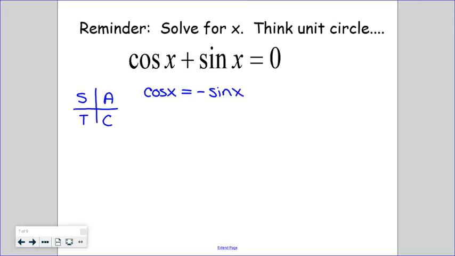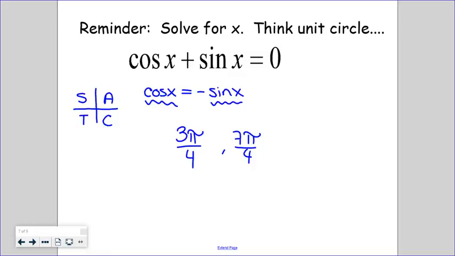Now, what type of an angle then gives me the same answer for cosine as it does for sine? Pi over 4. If I do sine of pi over 4 and cosine of pi over 4, we get square root of 2 over 2. But I want a pi over 4 in quadrant 2. What is the pi over 4 in quadrant 2? 3 pi over 4. What is the pi over 4 in quadrant 4? 7 pi over 4, or negative pi over 4.